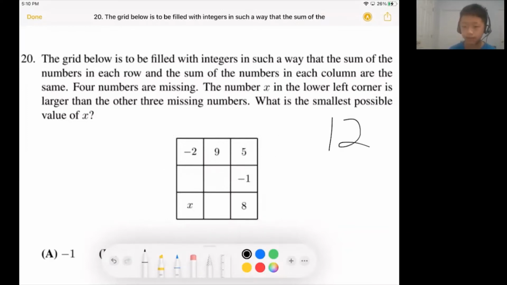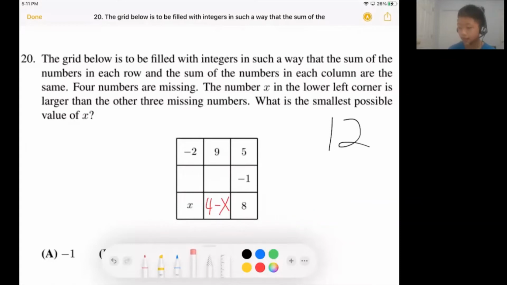So to do this question, we have this variable x, and we don't know what x is. But we want to find out what the other 3 missing squares are in terms of x. If the sum of this row has to be 12, that tells us that this square in here has to be 4 minus x in order for the sum of the 3 numbers in the last row to equal 12.